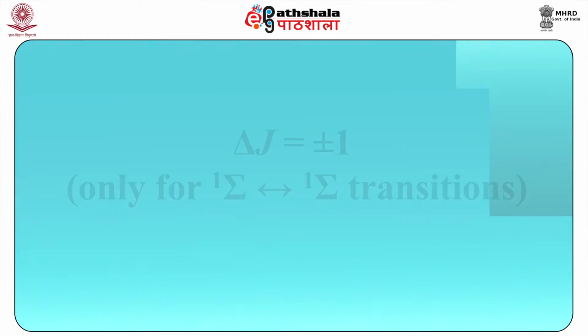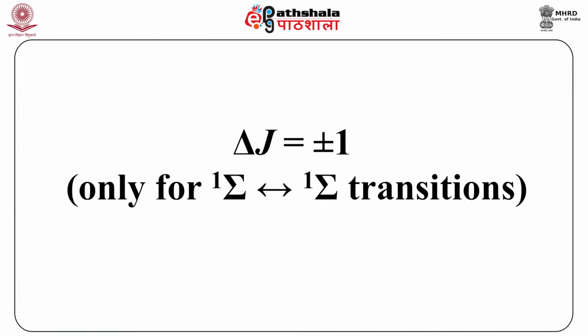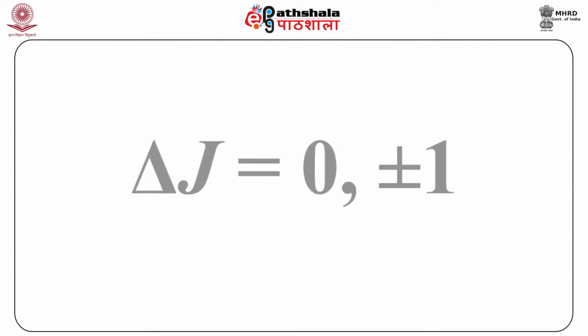The absorbed or emitted photon can only change the rotational quantum number by 1 unit, and delta J is equal to plus or minus 1, as we have seen for pure rotational spectroscopy. Only, this is valid only for 1 sigma to 1 sigma transitions. For all the other transitions, delta J is equal to 0 is also allowed.